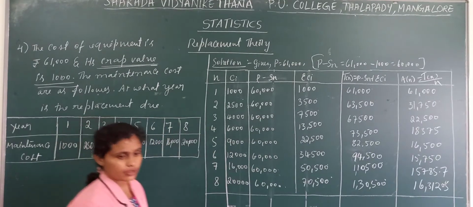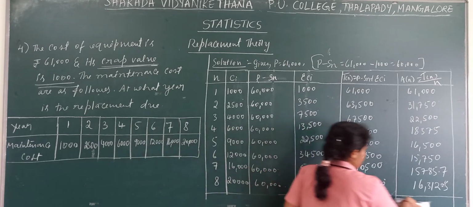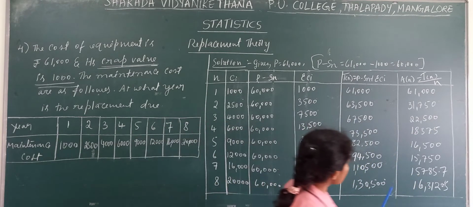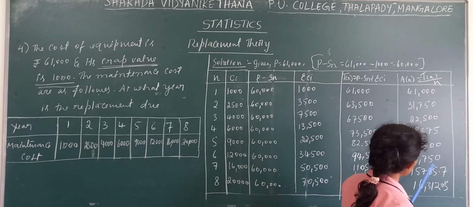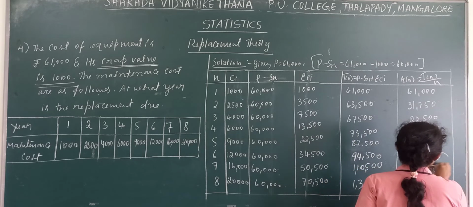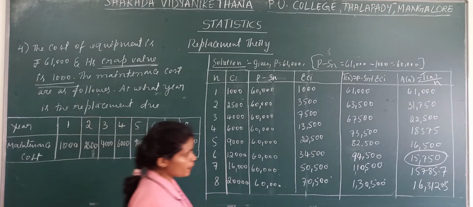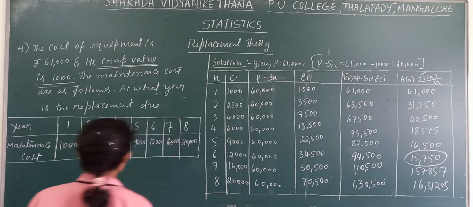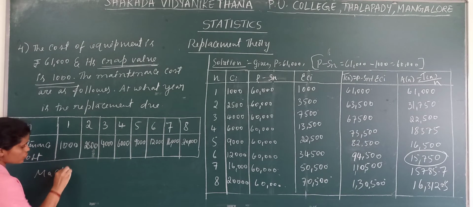Now we have to check in which year annual average cost is less. Check that. Which is the smallest value? Here 15,785, here 15,750. So 15,750 is the smallest value when we compare other values. So machine can be replaced. Here we have to write the conclusion.